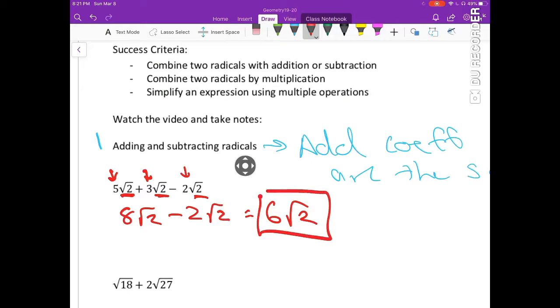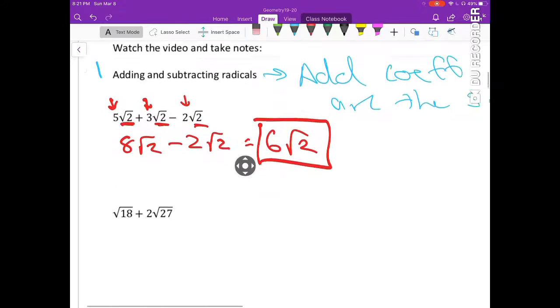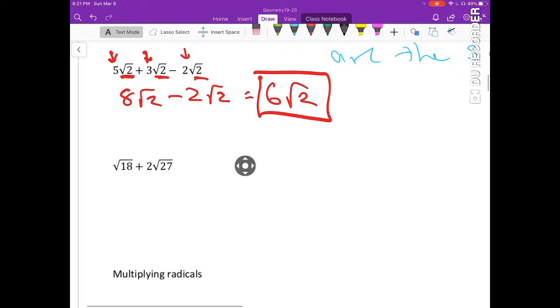to using. Now, an issue that comes up in the second question here is what do we do if the radicals are different? Well, the first thing you want to do is simplify them, because when we simplify them, they might turn out to be the same. If they turn out to be the same, we can add them together or subtract them. If they don't turn out to be the same, then we're just going to leave it alone.